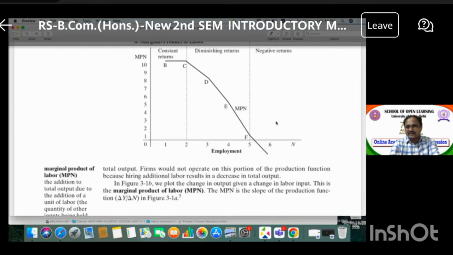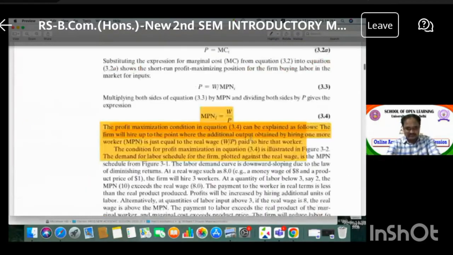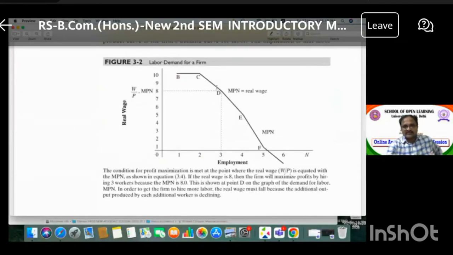Why W by P? The labor produces the output on the basis of whatever wage rate he is earning. W by P means the wage rate at the level of the price. MPN is equal to W by P. That is the labor demand curve. You can say labor demand curve. So look here: what is the labor demand curve? The MPN is the labor demand curve.